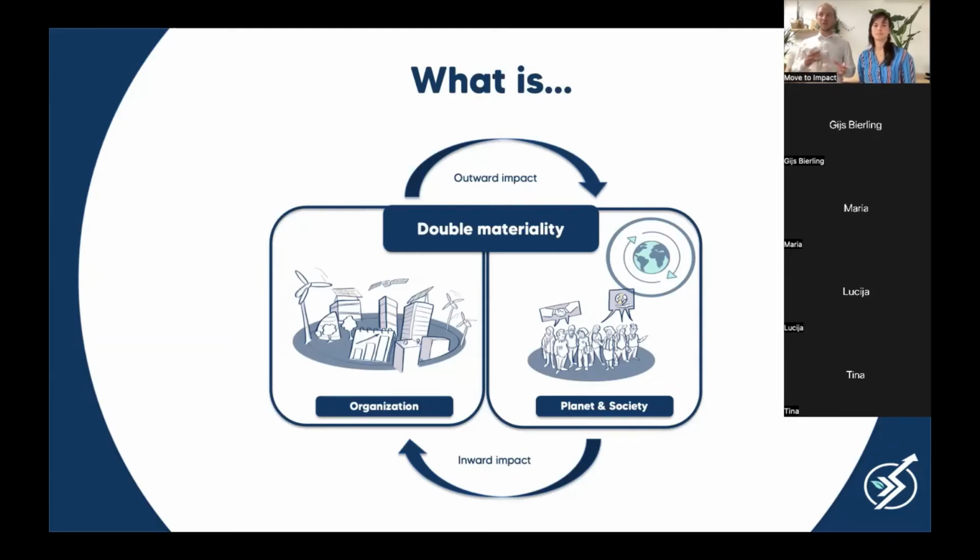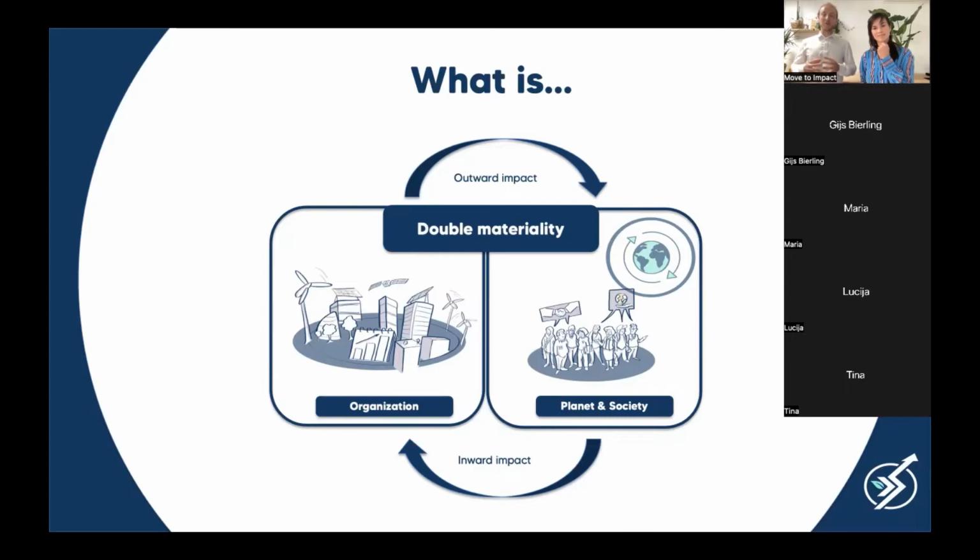This can be done through different things, like CO2 taxing. We already see it happening a lot. So basically, that is the core of double materiality: the impact of your company on planet and society, and the impact of planet and society on your company. So how do we measure this? Luckily, we don't have to figure it all out by ourselves. This process has been done for quite some time.